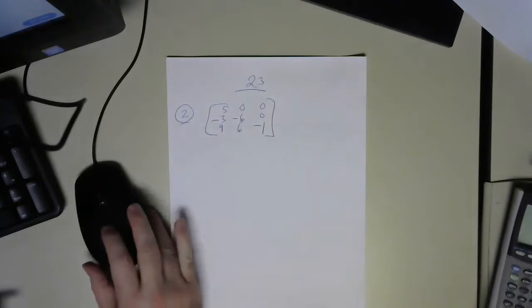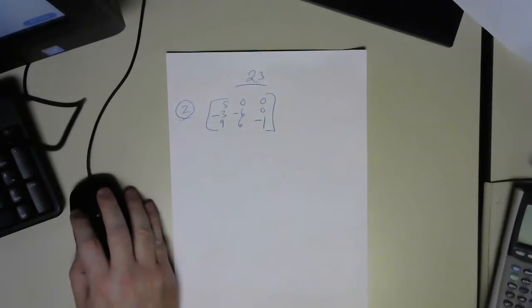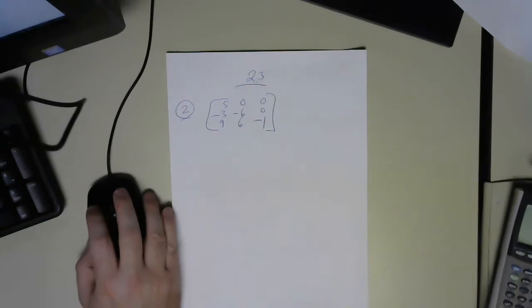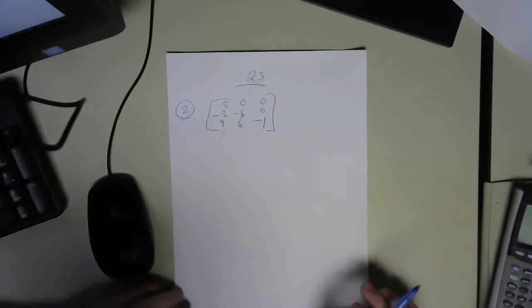Okay, this is number 2 from section 2.3. It says determine if the matrix below is invertible. Use as few calculations as possible. All right. Now I want to use a variation of the inverse matrix theorem.